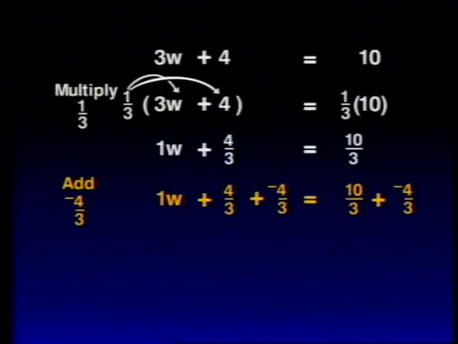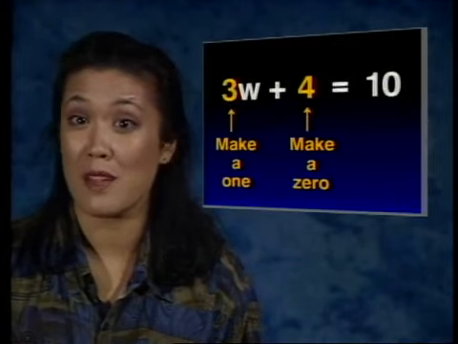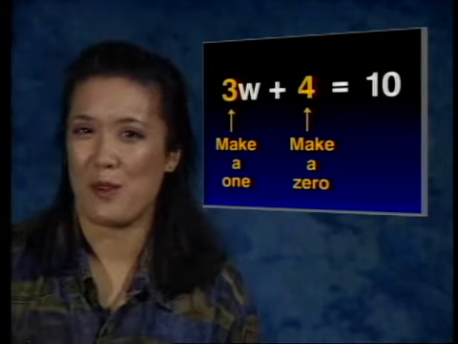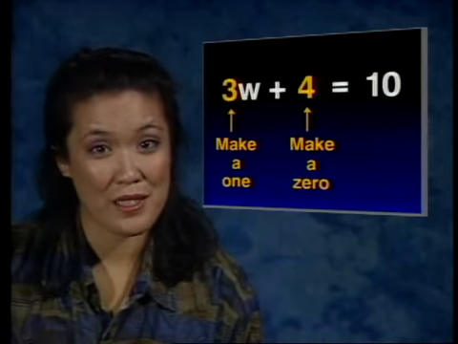On the left, we get 1w + 0, or simply w. And on the right, 6/3 or 2. Exactly the same solution we arrived at before, requiring exactly the same number of steps. So it really doesn't matter which we do first, does it? Make a 0 or make a 1. However, based on this example, you might have a rather strong preference.